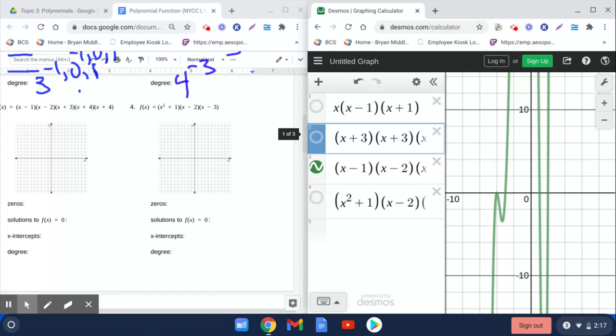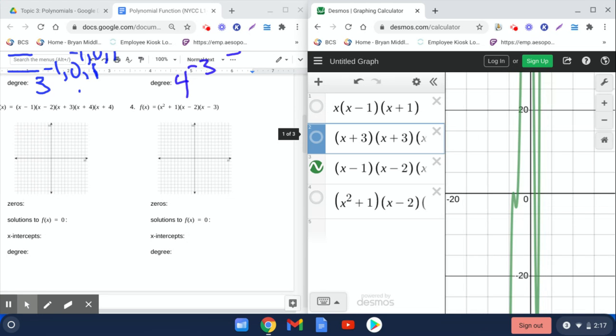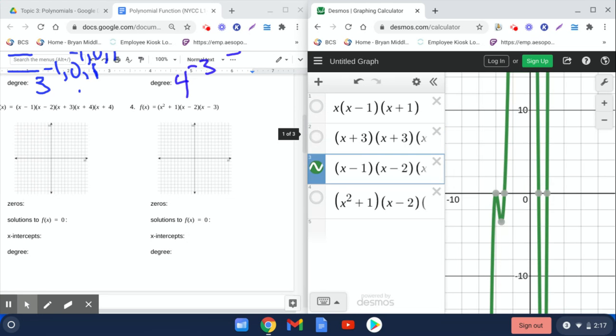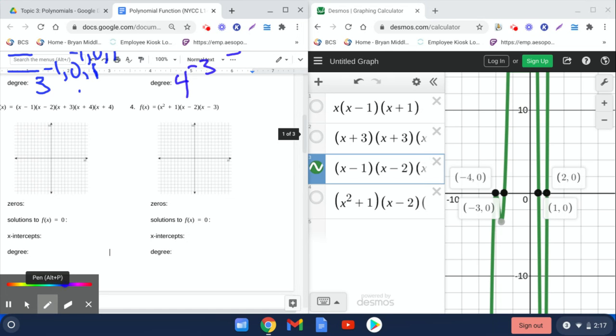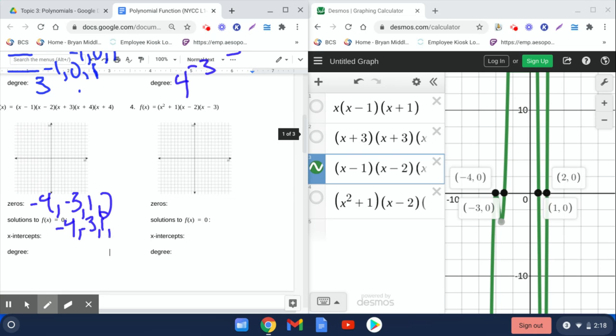If you want, you can zoom out so you can see that better. It's got lots of squiggly things going on. But it does have zeros. And the zeros are -4, -3, 1, and 2. Those are also the solutions. Those are also the x-intercepts. And this one, if you would multiply this all out, it is degree 5.